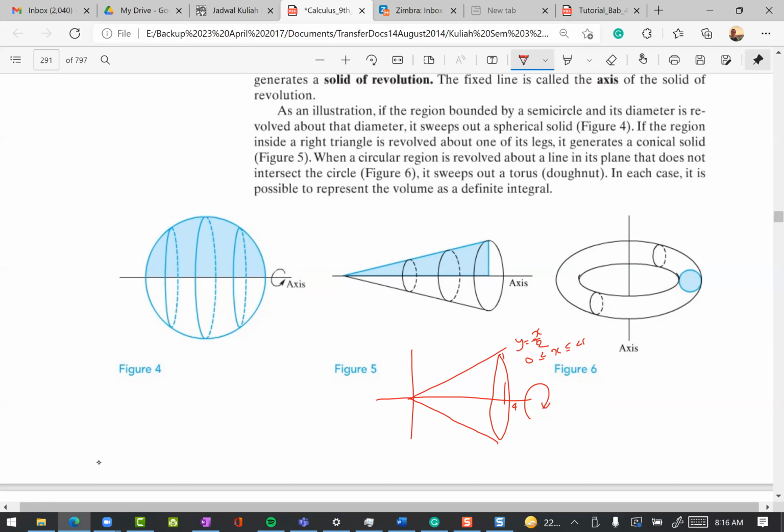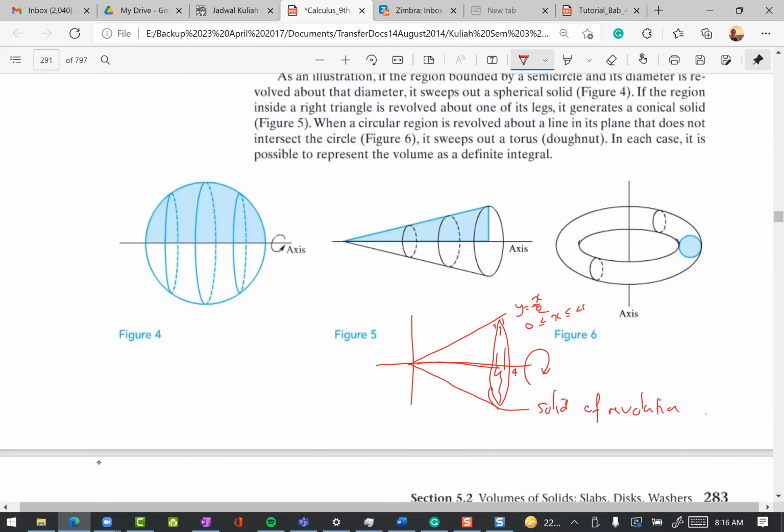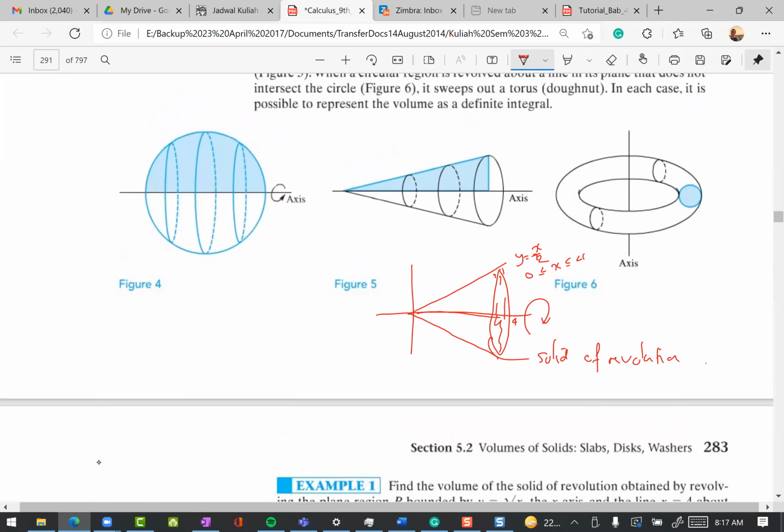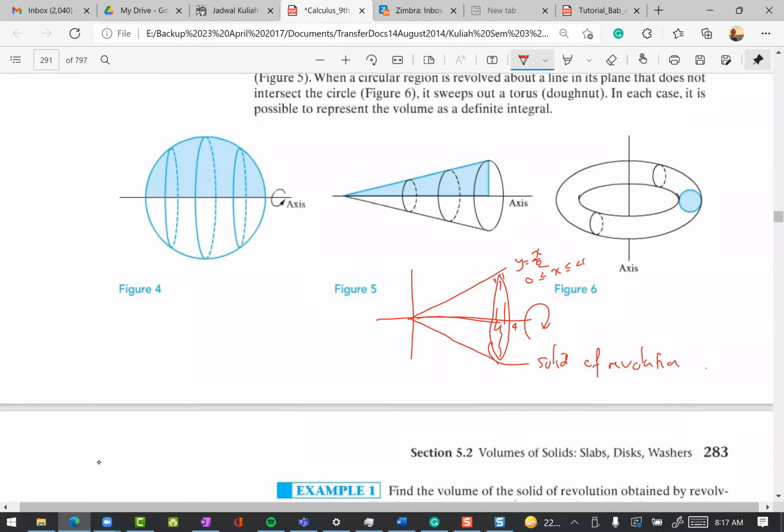Sorry, I should say you're not rotating the curve, but rotating a region. So when you rotate a region, now you get a solid. A solid of revolution. So this is what we meant by solid of revolutions. Our objective now is how to compute the volume of solids of revolution.